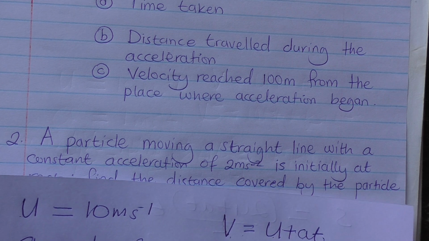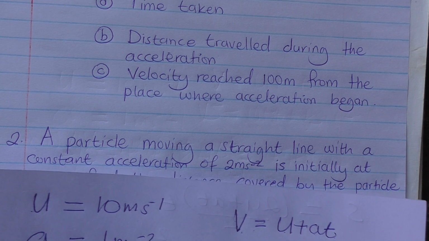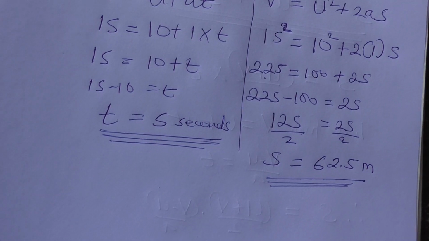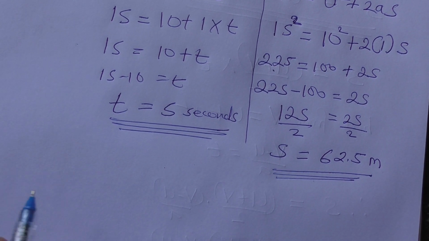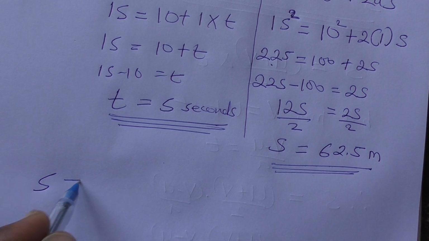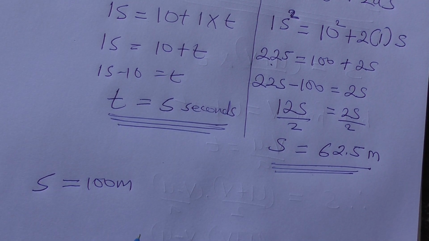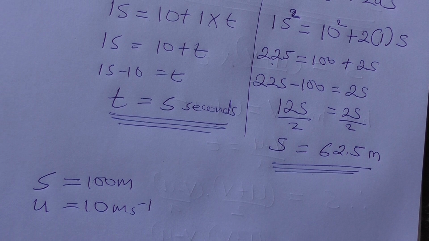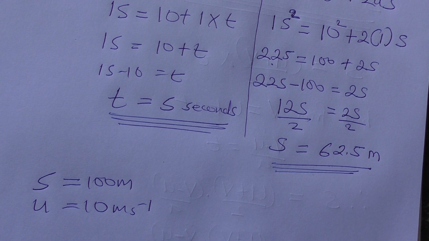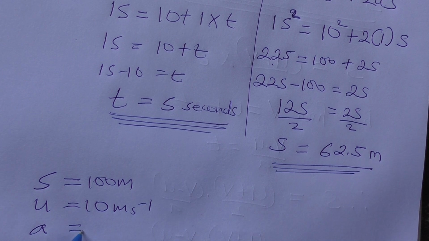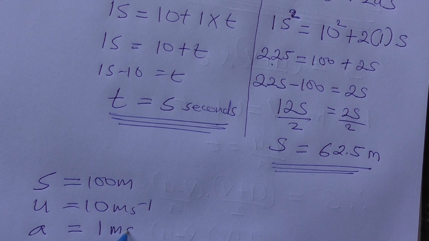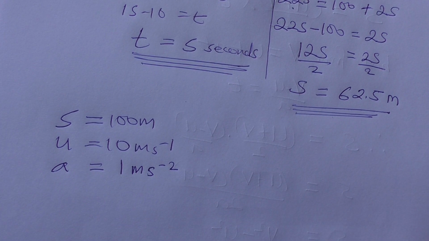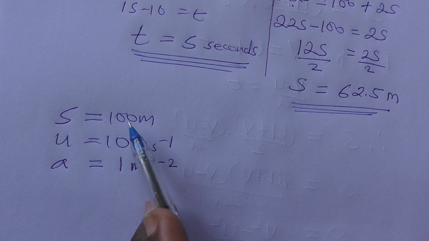Velocity reached 100 meters from the place where acceleration began. So if we are to look at velocity reached, we are considering our displacement s as 100 meters, u as 10 meters per second, and a as 1 meter per second squared. And therefore, we don't know the time it takes this car to cover 100 meters.